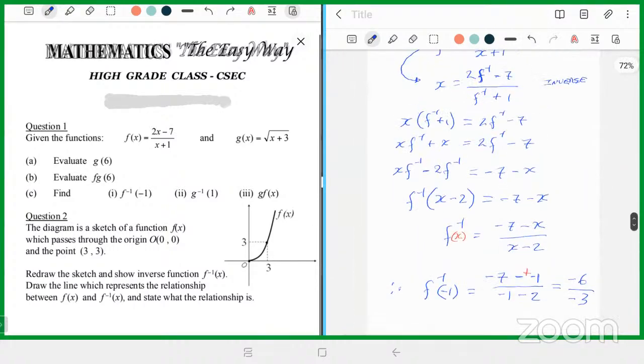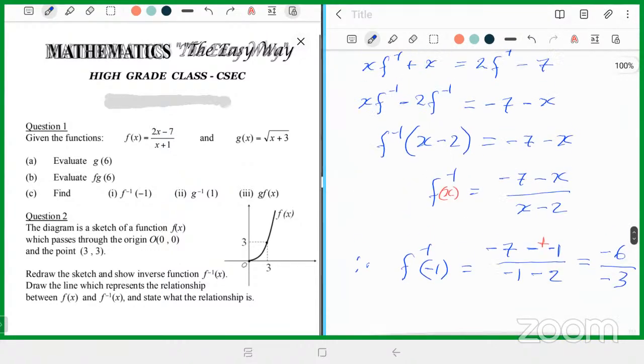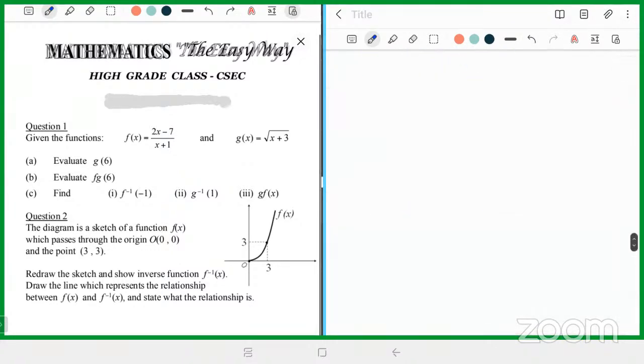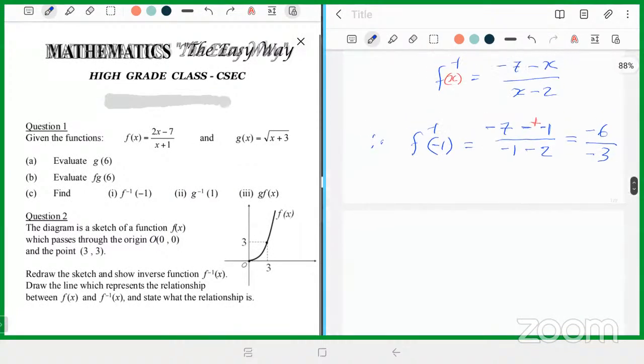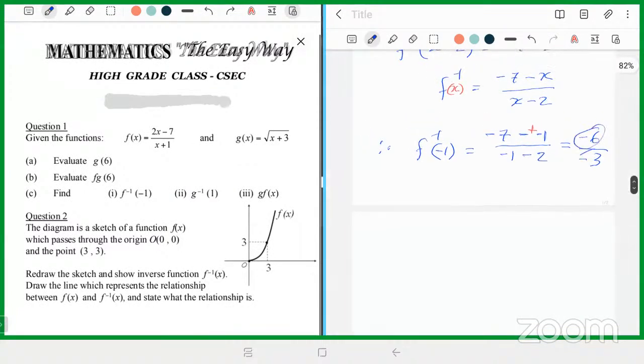And now we're really just dividing. Hold on a second. Right? We're really now just dividing negative 6 by negative 3. The negatives cancel each other. And so we get 6 divided by 3 is 2. And so we end up with f to the minus 1 of negative 1 is equal to 2. That is the answer right there for this part of the question.